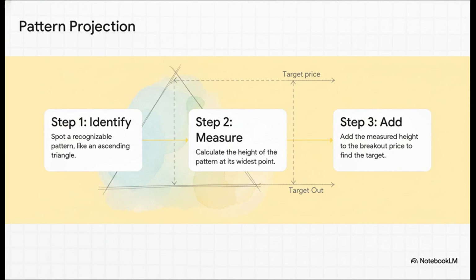1, you spot a pattern you recognize, something like an ascending triangle. 2, you measure the height of that pattern from top to bottom. And 3, you take that height and just add it on top of the breakout price. It's an awesome way to let the stock's own past behavior tell you how powerful its next move might be.